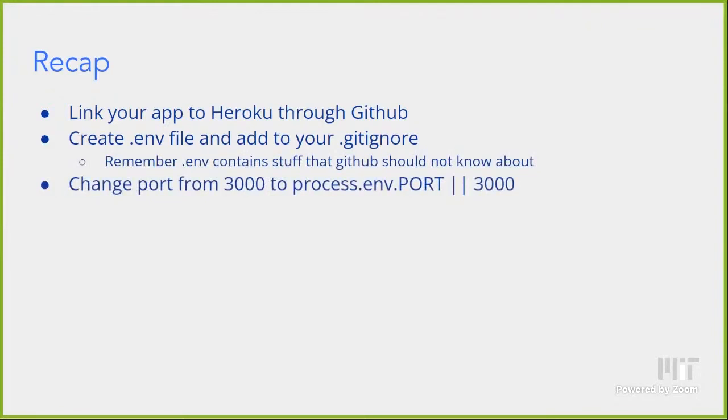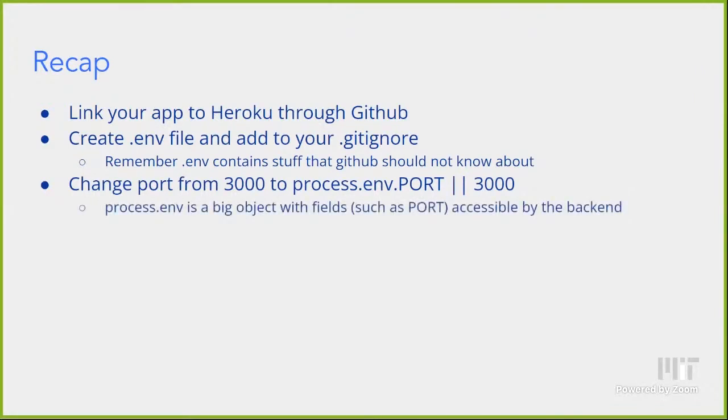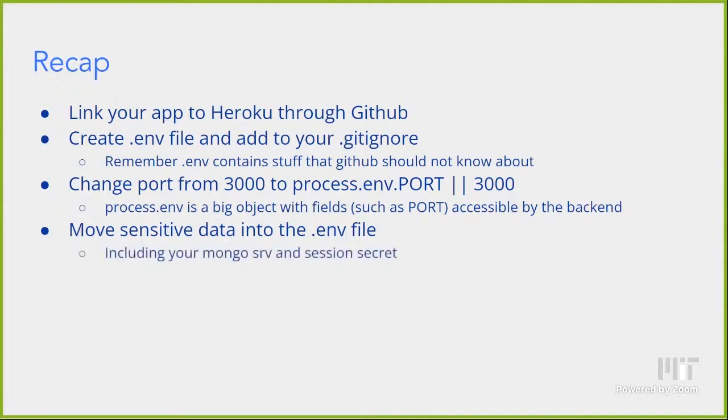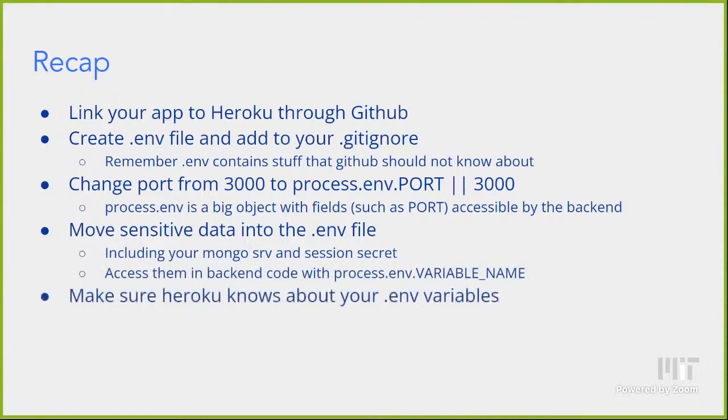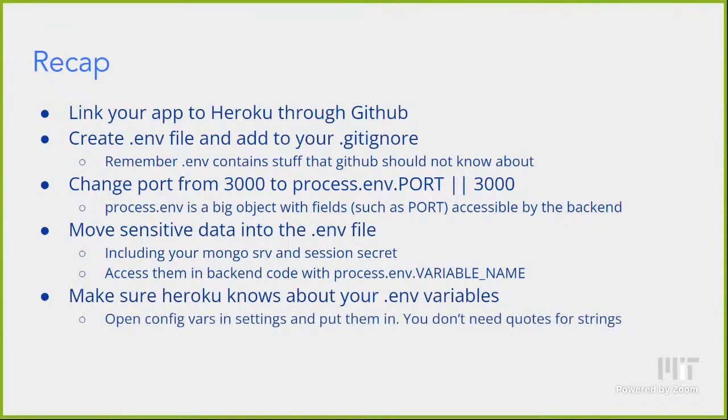You want to make your ports dynamic, so Heroku can dynamically provide your port. You want to put any sensitive data, so this mostly just means API keys, I don't think many of you will have too many other examples of sensitive data that should be thrown in the .env, at least not for web lab's sake. And you access them with process.env variable name. You put them as config vars in Heroku for actual deployment. You don't need quotes.